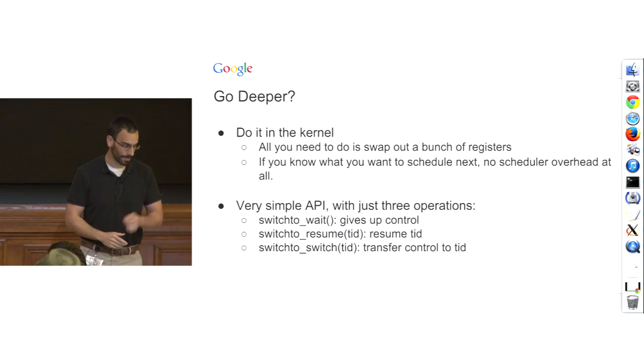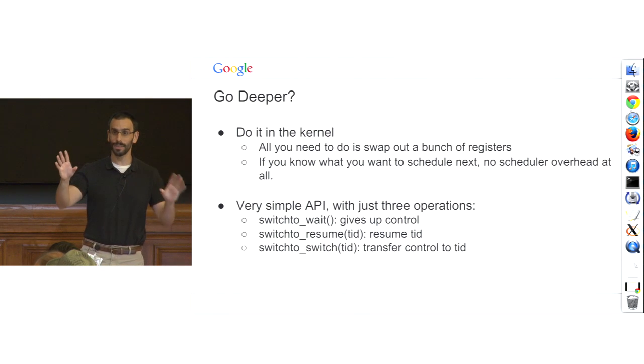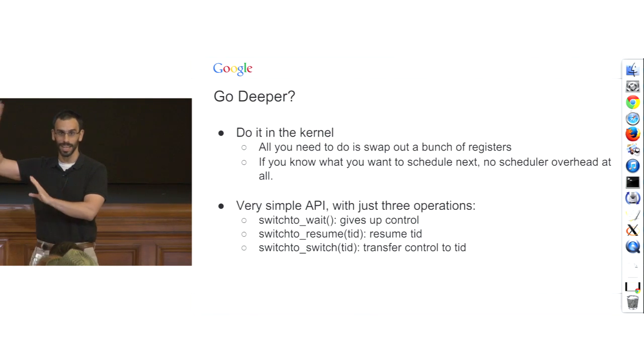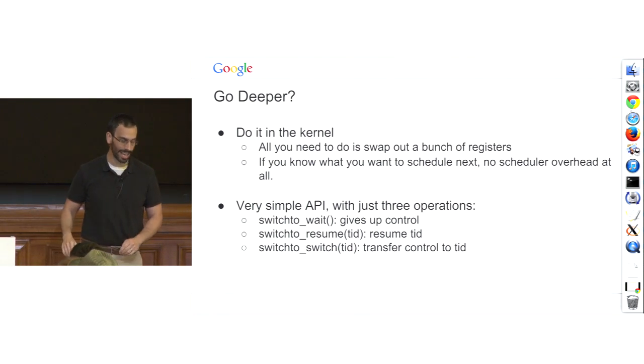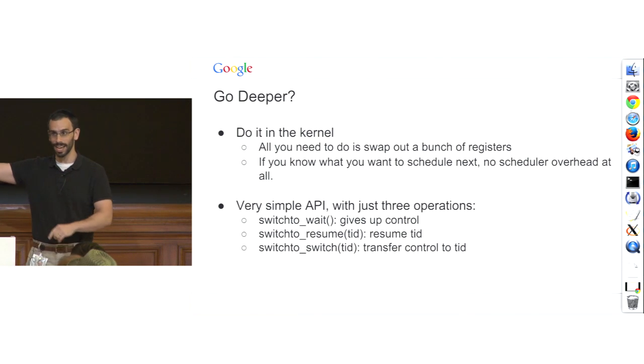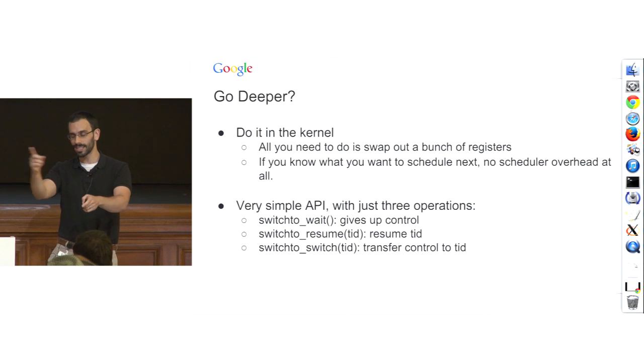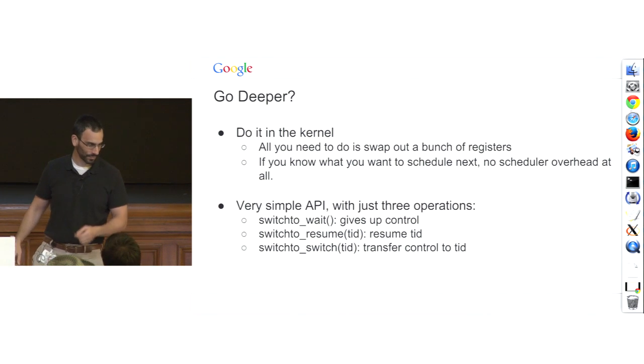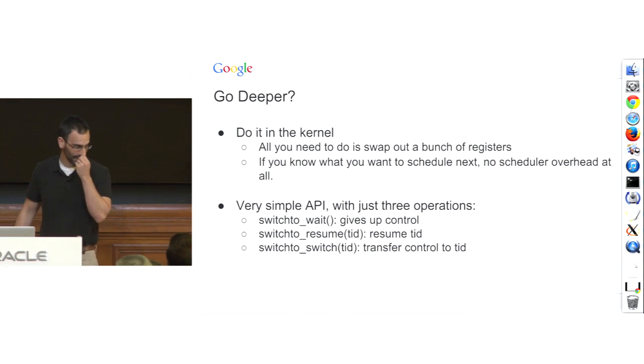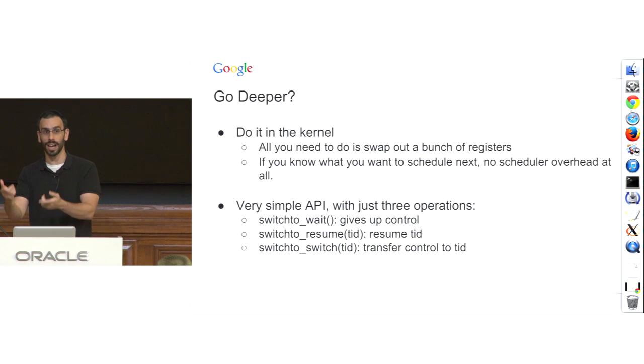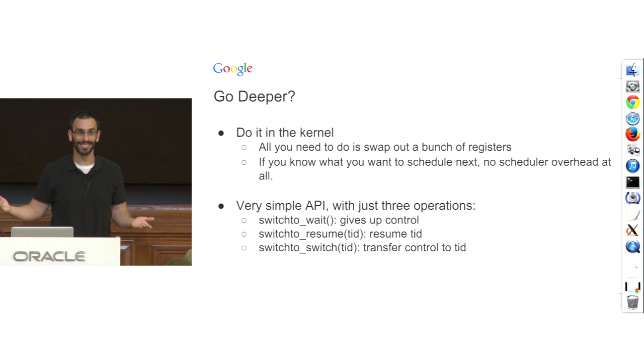You can say, please give up control. I'm done processing. Do something else. Give up control. You can say, at some point later, resume that guy's control. And the third thing you can say is just, from me, go and switch to this other thread. And that is the fast user switching operation that encapsulates the cool thing about this work.